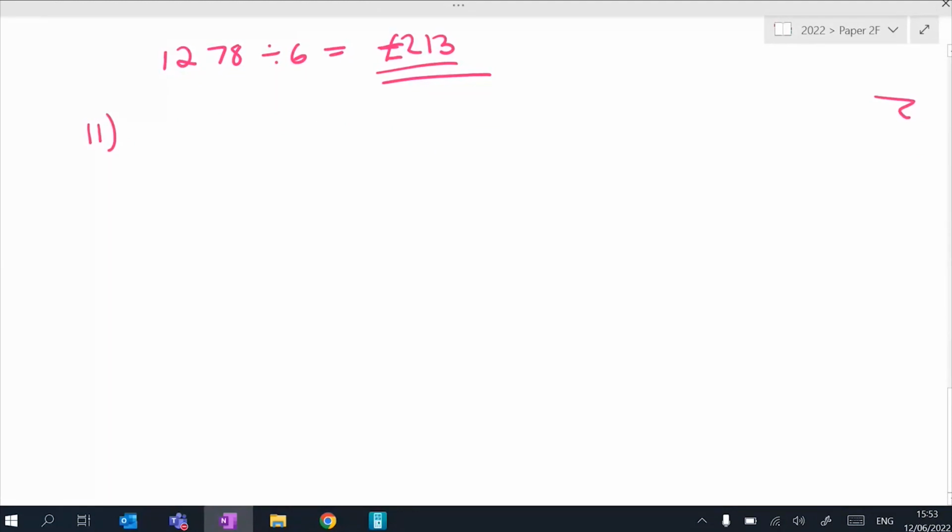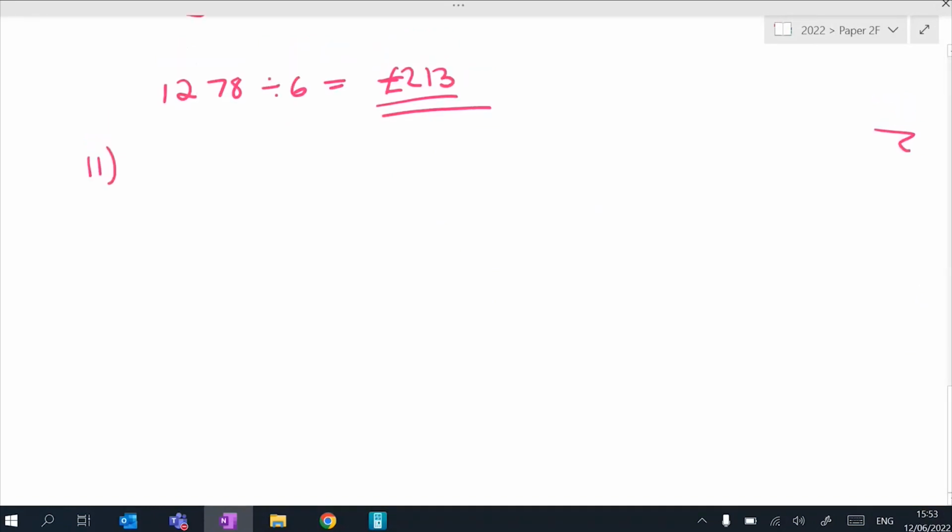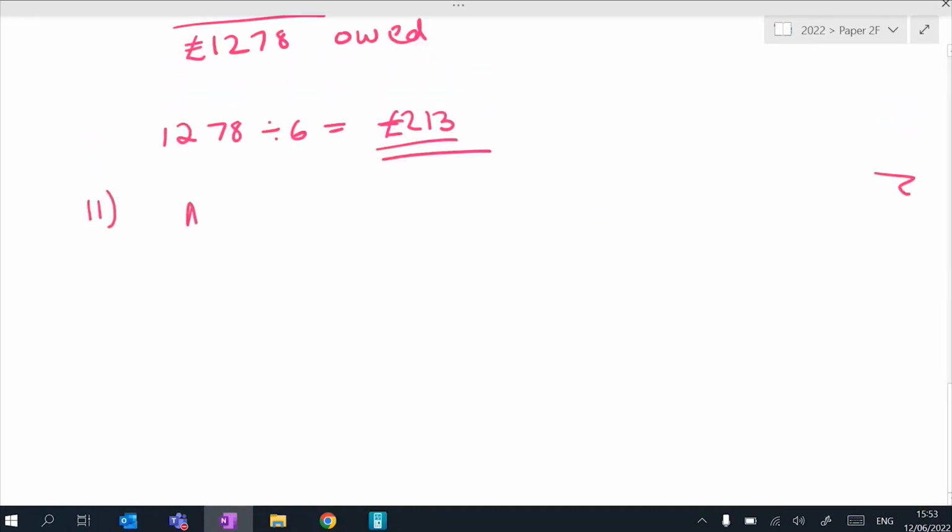Question 11. We want to work out the size of angle X. So I'm going to start off working out the size of ACB.